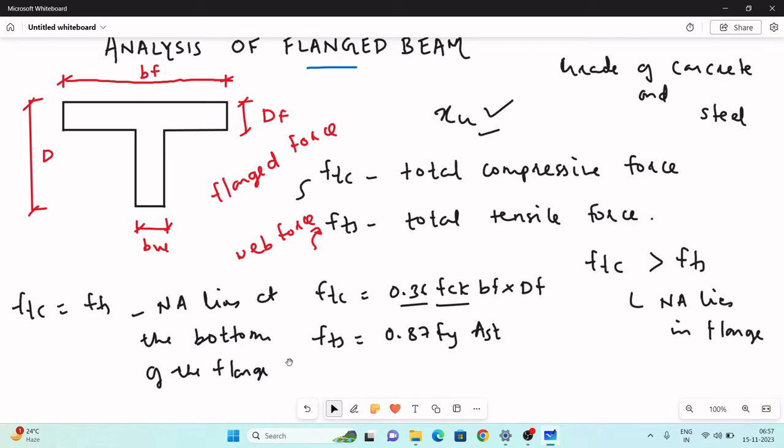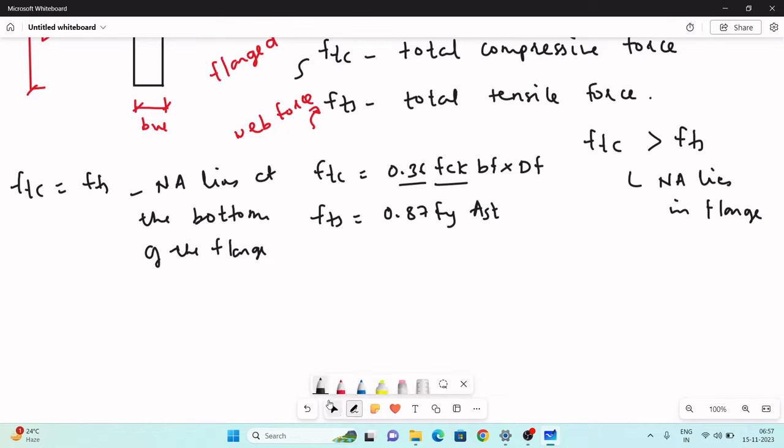Okay, and if FTC is less than FTS, the neutral axis lies in the web. And when the neutral axis lies in the web, we have already seen that there are three cases, from case 2 to case 4.